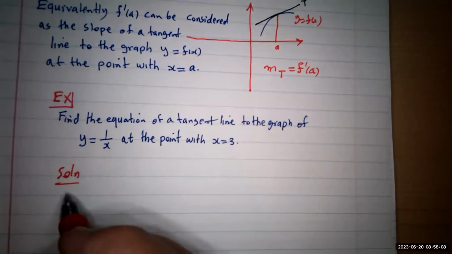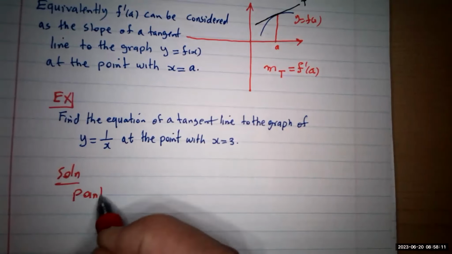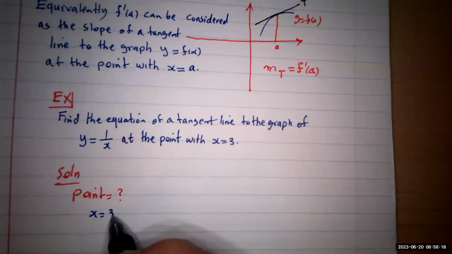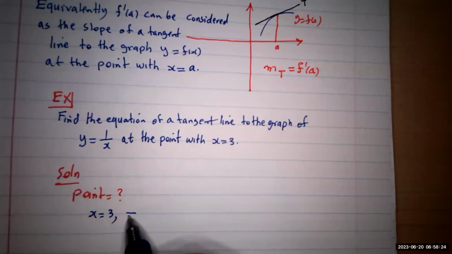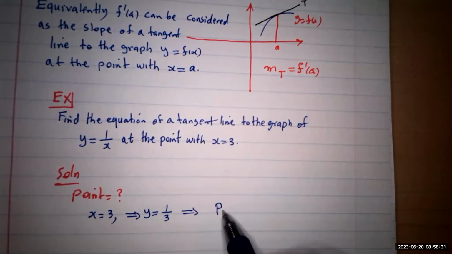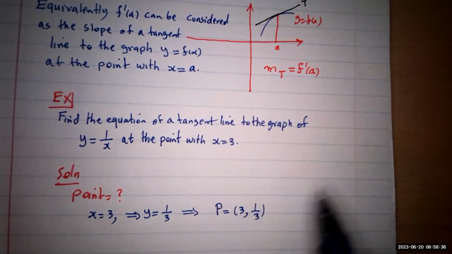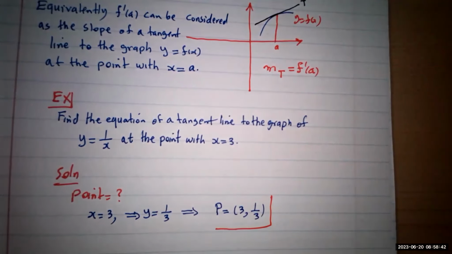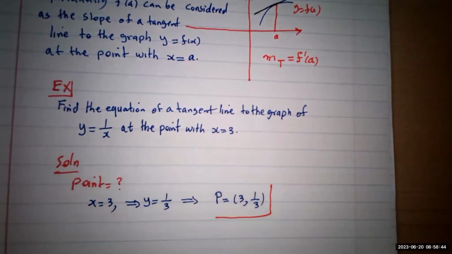Solution. Step 1, I need a point. It's always the case for the rest of the course. A point needs the x and the y coordinate. So x is equal to 3. Drop it into the function. That gives y equal to 1/3. So you have a point. The coordinates of the point P would be (3, 1/3). So this is going to be your point. Any question?